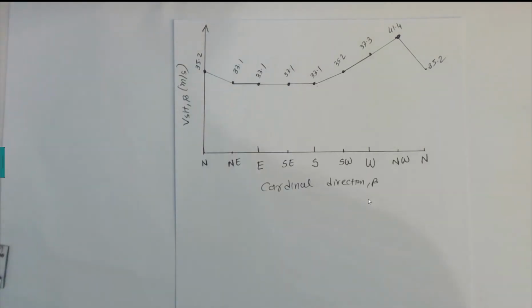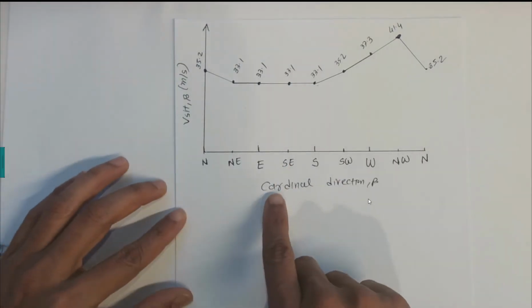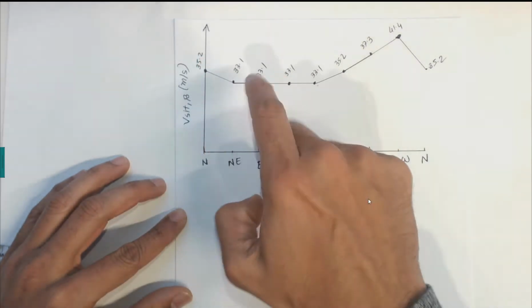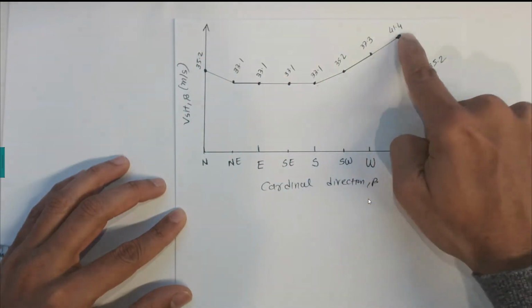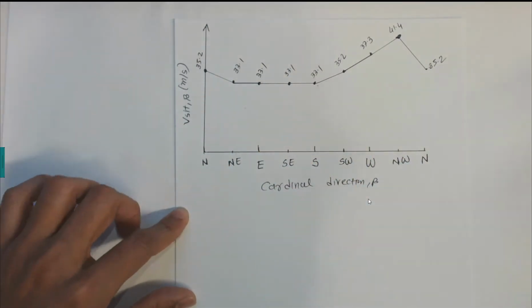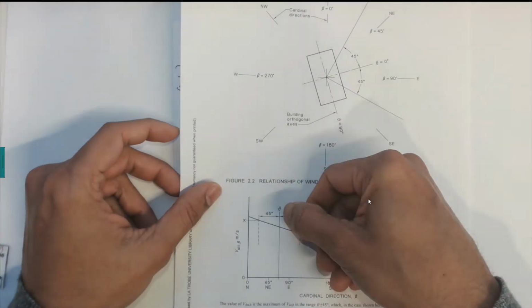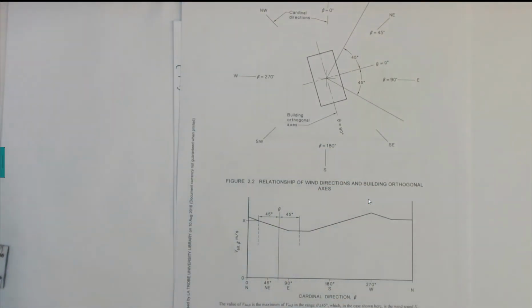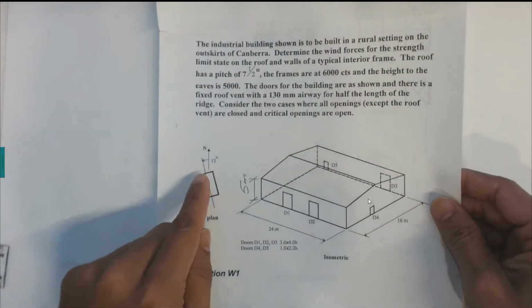Continuing straight from the previous video, where we obtained the cardinal direction beta versus the site wind speed and plotted the various velocities with the directions, we are now going to draw these lines, which is a theta value. That theta is the one given in the question, theta equal to 15 degrees. So this line from the north is 15 degrees.